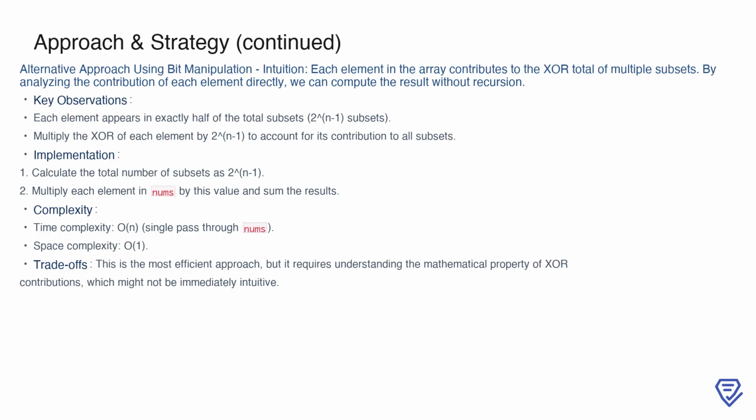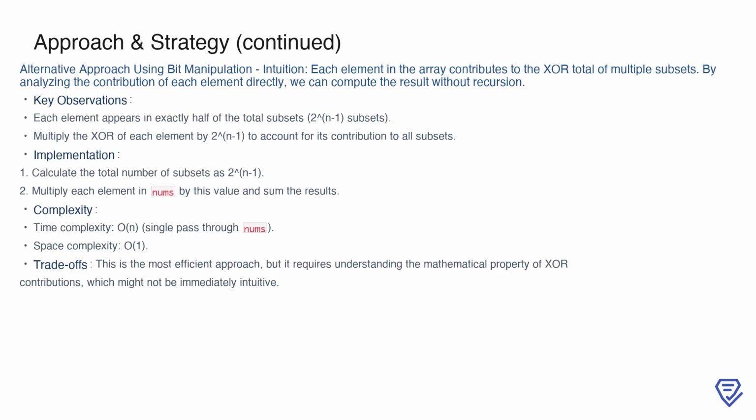The intuition behind this approach is to recognize that each element in the array contributes to the XOR total of multiple subsets. Specifically, each element appears in exactly half of all subsets, which is 2^(n-1) subsets, where n is the size of the array. Instead of recursively calculating the XOR totals, we can directly compute the contribution of each element. To implement this, we calculate the total number of subsets an element appears in, which is 2^(n-1). Then, for each element in the array, we multiply its value by this number and sum up the results to get the final XOR total.